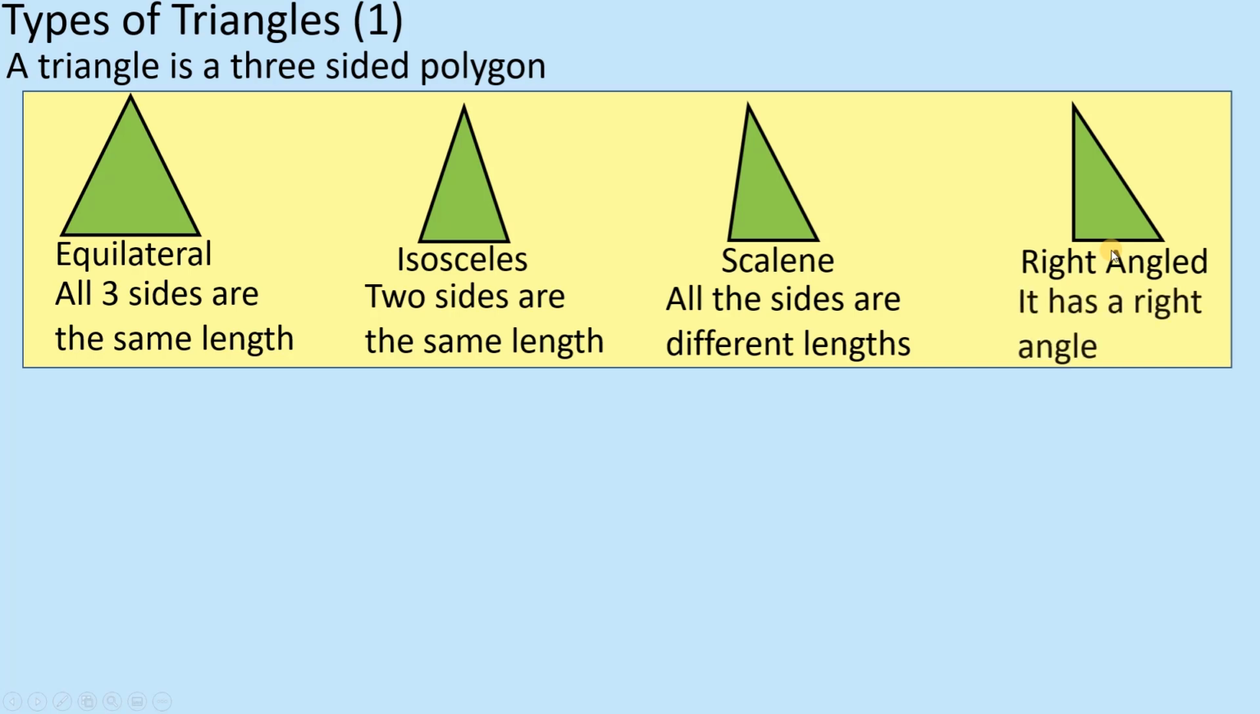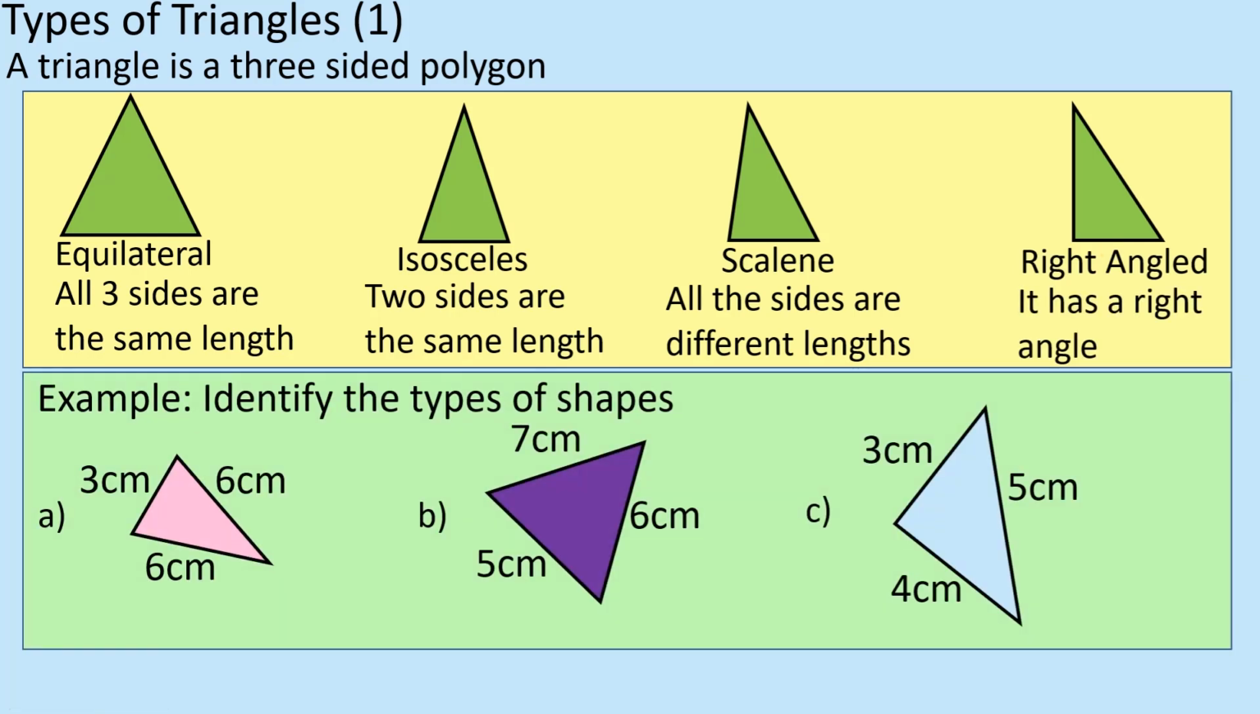Just looking at these, see if you can recognize which one is which. This one over here, you've got two sides which are the same and another one which is different, so that is going to be isosceles. All three sides are completely different with this one, so it looks like a scalene one. So there you go.